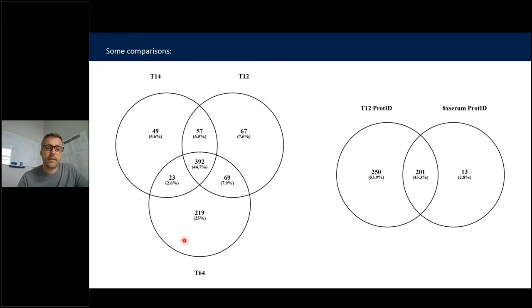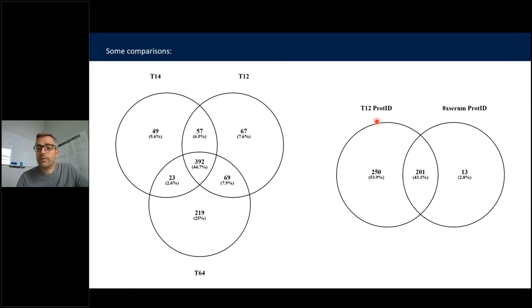But we gain the most in a single shot analysis by using top 64 depletion, so these tandem depletion columns, which are really expensive, where we gain like 200 exclusive proteins out of some 700 or 800 proteins within the whole experiment.